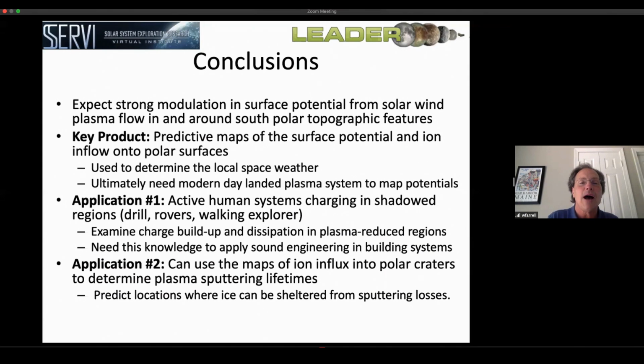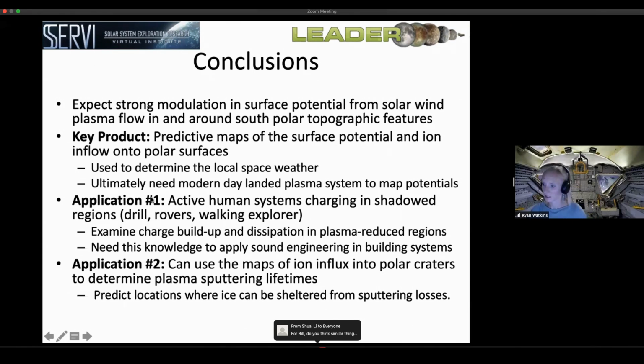So to conclude, we've got these predictive maps. Actually, we've sent them to Marshall Space Flight Center, who are using them as part of their space environment studies. But ultimately, we need a modern day landed plasma system to sort of validate and map out the potentials for real for comparison to our simulations and our modeling. But again, the applications include charging within the craters, near these obstructions, and actually ion influx and plasma sputtering into polar craters, where you get a loss for the surface exposed volatiles. Anyway, that's it.